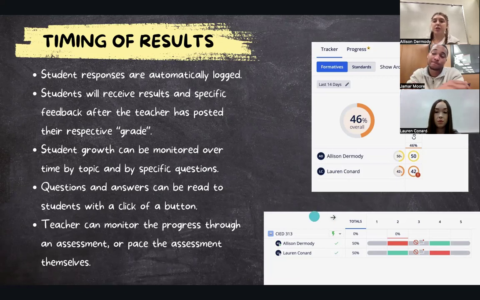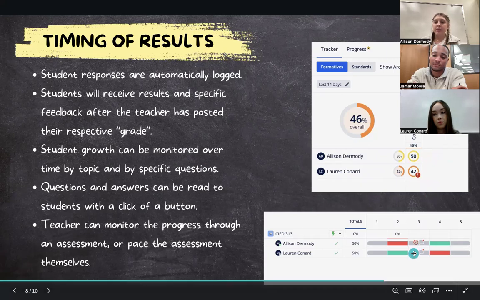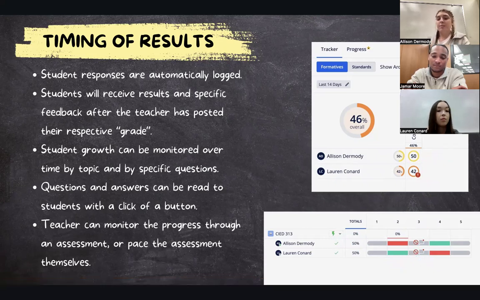So over here, these pictures, this has Allison and Lauren as a student. The teacher can see what grade they got on the test. So I got a 50%, Lauren got a 42. And then down here, you can see the test and which questions each individual got right or wrong. And there you can also see if like the student didn't answer a question. So it's very nice to see all this as a teacher.